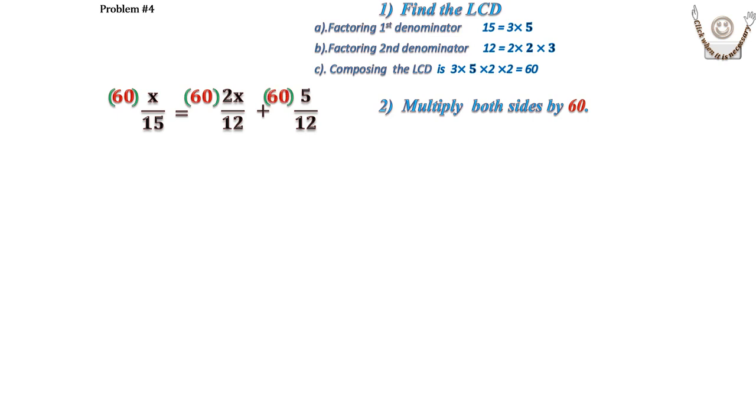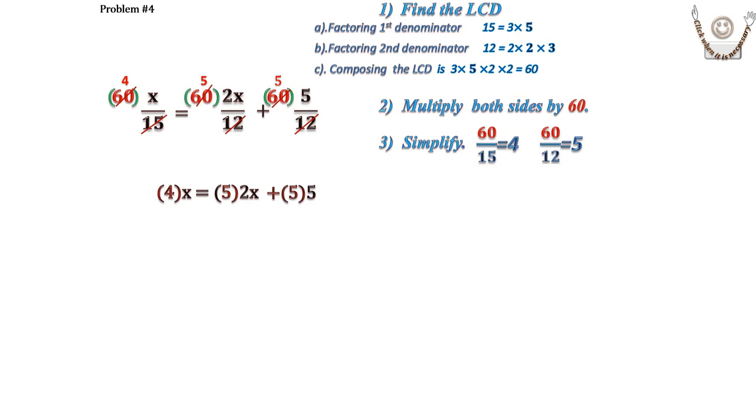And then we have to simplify, because 60 over 15 will be just 4. 60 over 12 is just 5. And one more time, 60 over 12 is just 5. As a result, we now have an equivalent equation without fractions. Let's simplify. 4 times x would be just 4x, removing parentheses. 5 times positive 2x would be just positive 10x, and positive 5 times 5 would be positive 25.